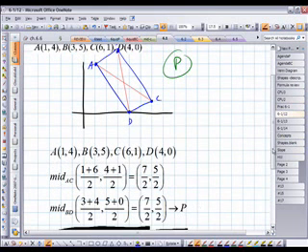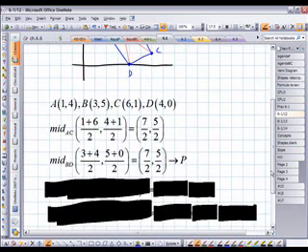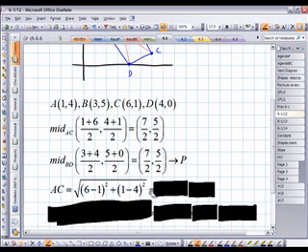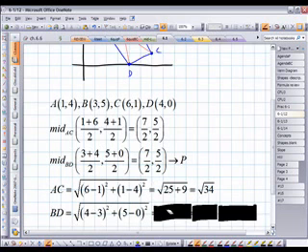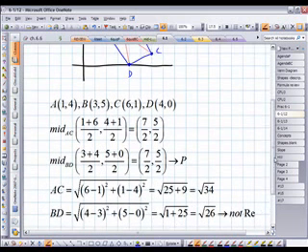Now let's see if it's a rectangle by finding the distance BD and the distance AC. Again, if the diagonals are the same length, we know it's also a rectangle. And so distance formula for AC, I get rad 34. Distance formula for BD, I get rad 26. They're close, but they're not the same, so therefore it's not a rectangle. So I know I just have a parallelogram.